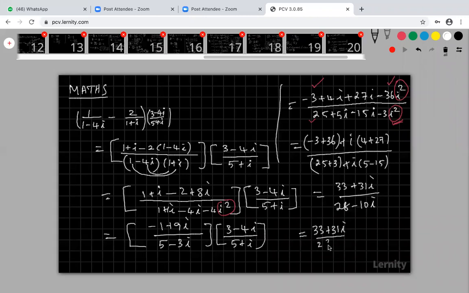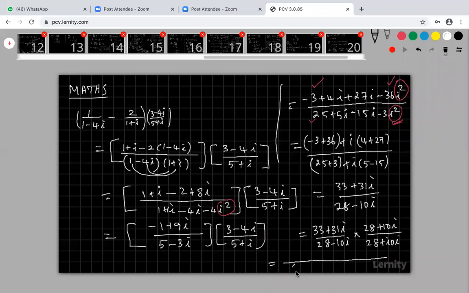by 28 minus 10i, into, what is the conjugate? This is 28 plus 10i divided by 28 plus 10i. This is my conjugate. The denominator is very simple. I already told that whenever you are multiplying the conjugate, the denominator is a minus b, a plus b. What is your a minus b, a plus b?